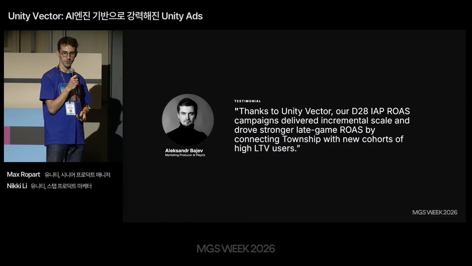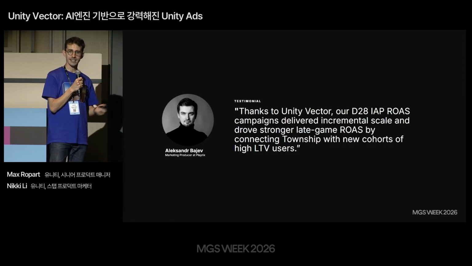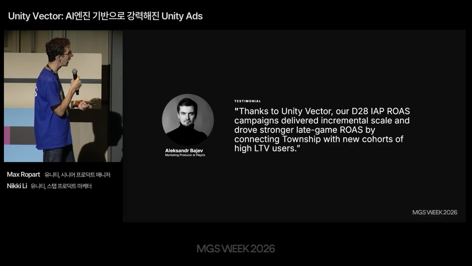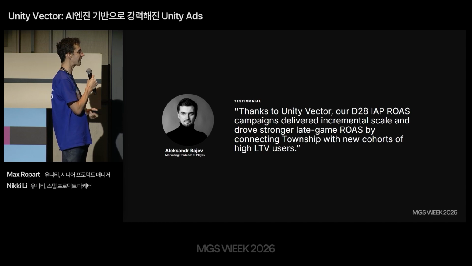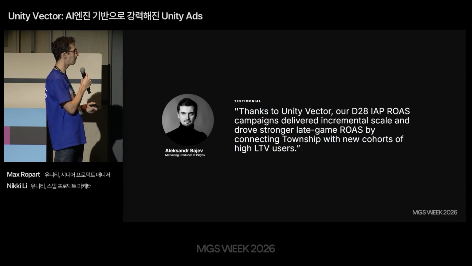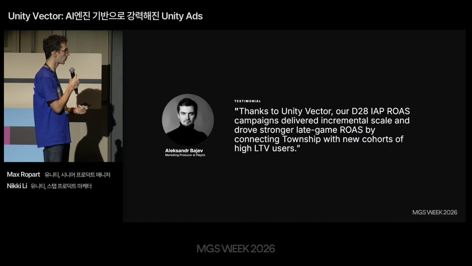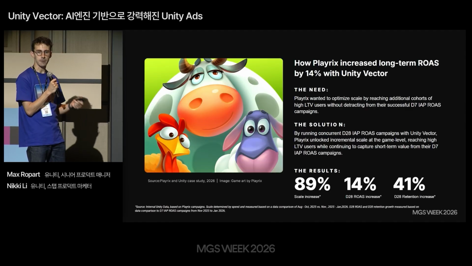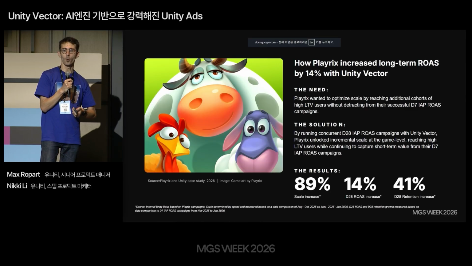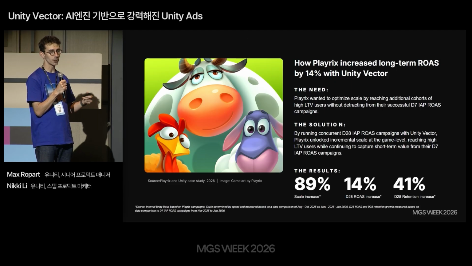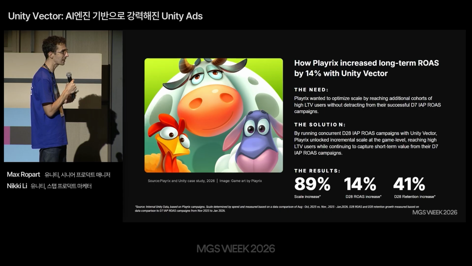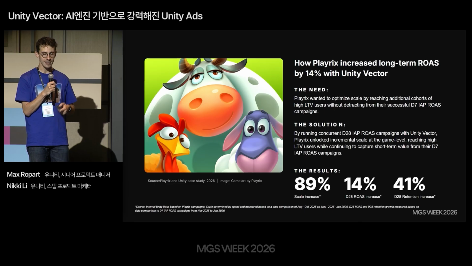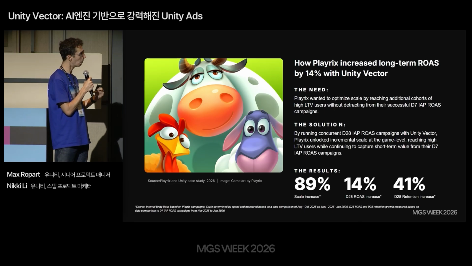Okay, one last one, with Playrix. And Alexander from Playrix, that I'm going to say, thanks to Unity Vector, our D28 IAP ROAS campaigns delivered incremental scale and drove stronger late-game ROAS by connecting Township with new cohorts of high LTV users. So how did Playrix see this? The goal for them was to increase the scale by reaching additional high LTV cohorts of users on the network, which was what was successful today using D7, or the current strategy. They are getting the right users, they just want more of them.